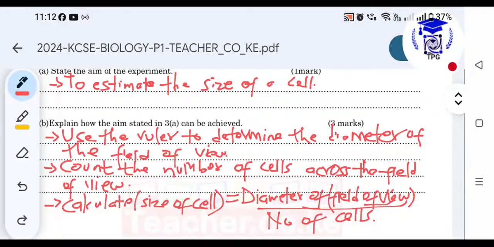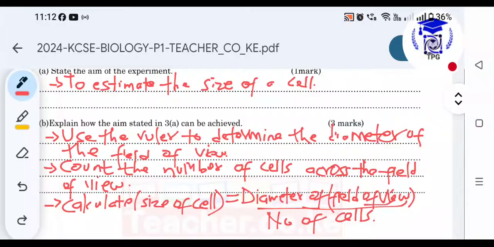So in that question, you will be awarded 3 marks. You start by using the ruler to determine the diameter of the field of view. The second part is you count the number of cells across the field of view. And the third one is you calculate the size of cell. And how do we calculate the size of cell? It is the diameter of the field of view divided by the number of cells.